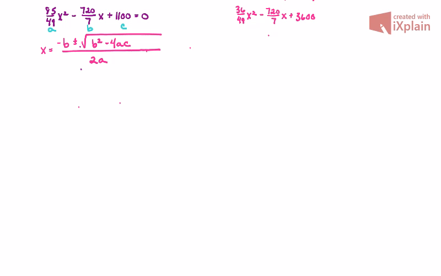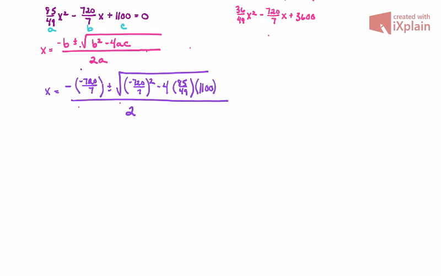All right. So if we go ahead and drop these items in, this gives me the following. I will have x is equal to a negative, and note that I do have a negative 720 that's going to go in for b, plus or minus the square root of negative 720 all over 7 squared. But since I'm squaring it, that negative would go away. Minus 4 times a, which is 85 over 49, times c, which is 1100. And this whole thing is going to be divided by 2 times 85 divided by 49.